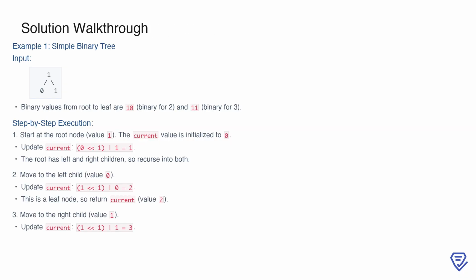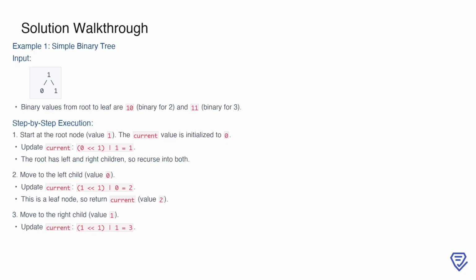Let's begin by looking at a simple binary tree example. The tree has a root node with the value 1, and it splits into two children. The left child has a value of 0, and the right child has a value of 1. The goal is to find the sum of the binary numbers formed by the paths from the root to each leaf. Starting at the root node, the current value begins at 0. We update it by shifting the current value left by 1 bit and adding the root node's value, which results in 0 << 1 + 1 = 1.